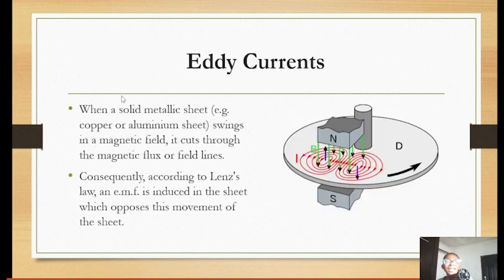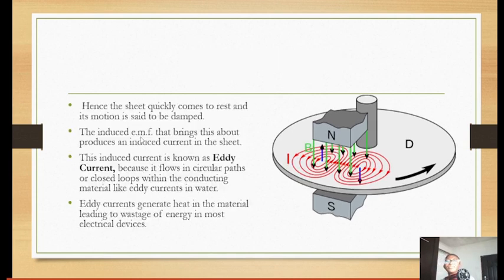Eddy current. When a solid metallic sheet, e.g. copper or aluminum sheet, swings in a magnetic field, it cuts through the magnetic flux, or field lines. Look at it now, it cuts through. Consequently, according to Lenz's law, an EMF is induced in the sheet which opposes the movement of the sheet, and that is about eddy current. Hence, the sheet quickly comes to rest and its motion is said to be damped.